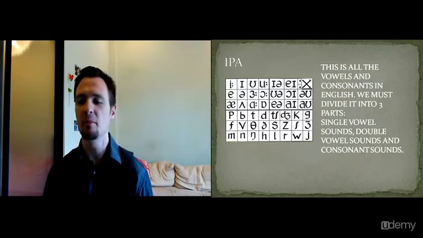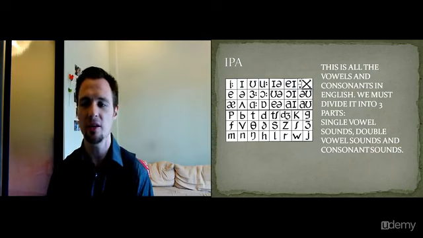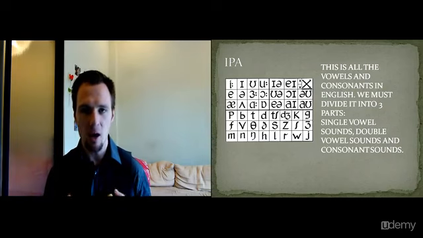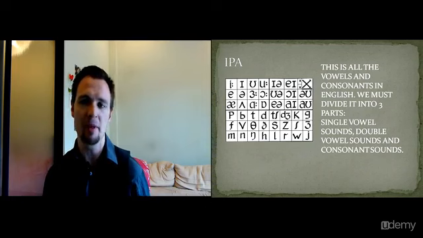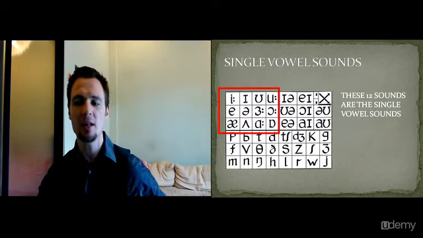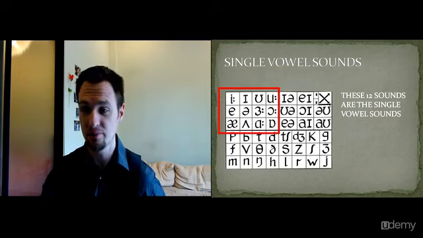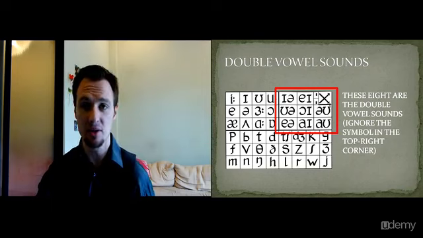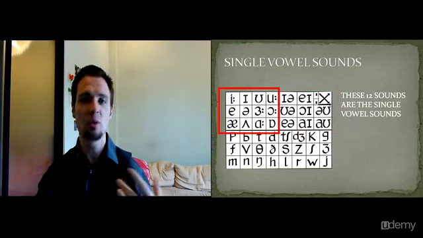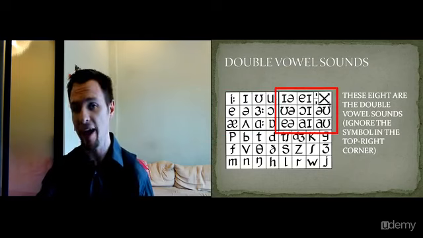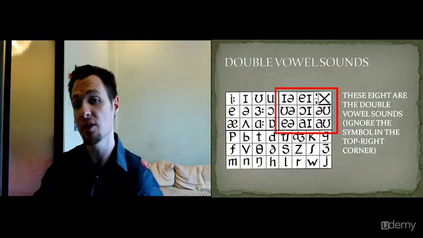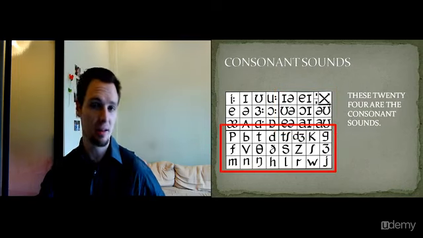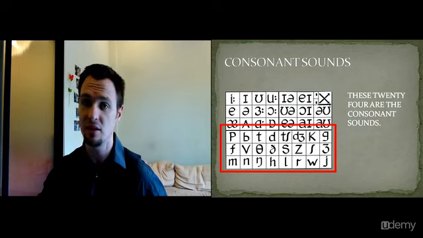Okay, so here we go. These are for the classic British pronunciation. Okay, so this is all of the vowels and consonants in English, and for our lectures, we are going to separate them into three parts. The first part are the single vowel sounds. The second part are the double vowel sounds. So single vowels, we have 12. Double vowels, we have 8. All of them together, 20 vowel sounds. And then we will continue to consonant sounds. And there are 24 consonant sounds.